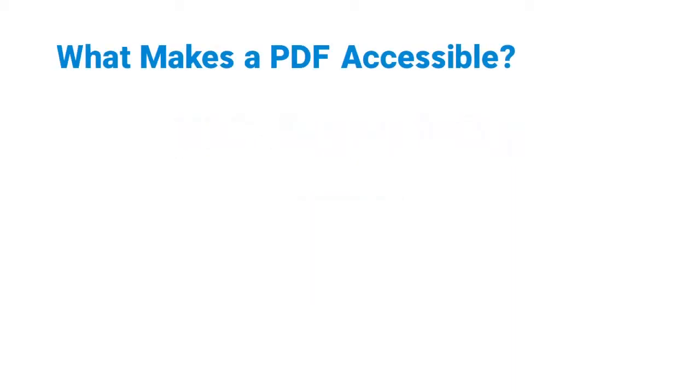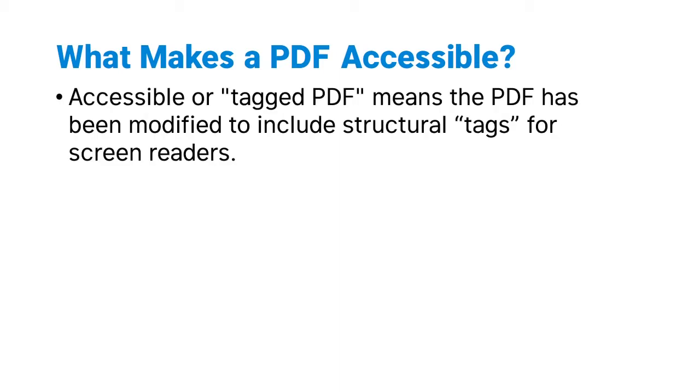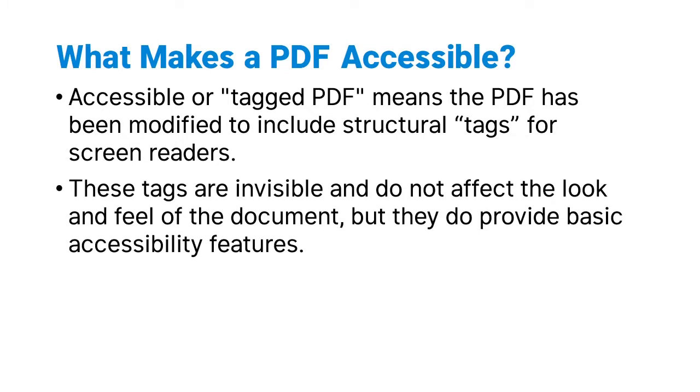So you may be wondering, what makes a PDF accessible? The only difference between accessible and non-accessible PDFs is an accessible PDF includes invisible structural tags for screen readers and other assistive technologies. These tags communicate the structure and content of the document to a person who uses assistive technology. Because these tags are invisible, they don't affect the look and feel of the document, but they do provide basic accessibility features.